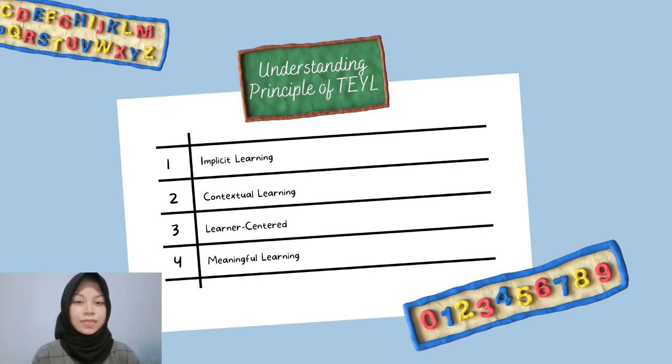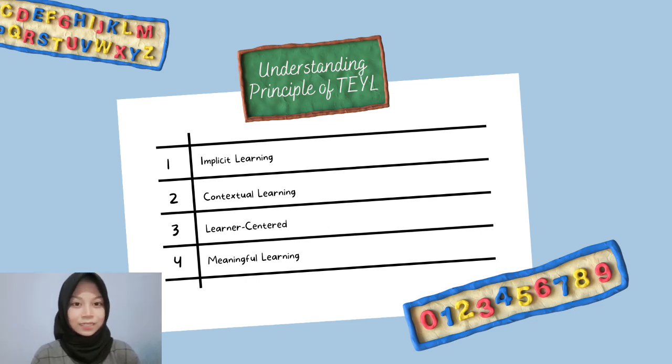The third one is learner-centered. The learner-centered approach focuses on the needs, interests, and abilities of the students. It encourages active participation and allows students to take ownership of their learning. For example, allowing a student to choose topics they are interested in and incorporating their preferences into the lesson.